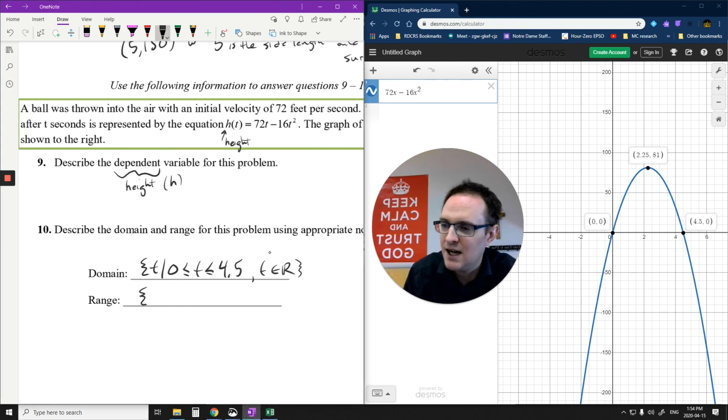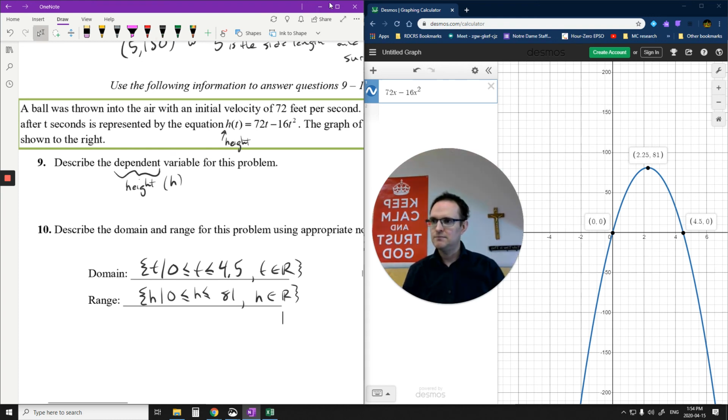Now my range is the up and down part. So that's going to be my height. My height starts at 0. And it goes to that max value I have listed there, 81. So I'm using my variables, my h and my t variables. Cool.